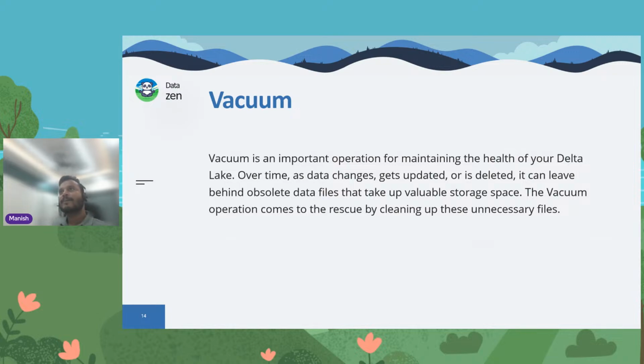Now, the third and last command for this session is vacuum. We were discussing that after the optimize command, we should have just one file, but we were having three existing files as well. So how will we delete those files which are not required for us? In this case, vacuum is an important operation for maintaining the health of our delta lake storage. With the help of vacuum, you can delete all these files which are not required for your project. Basically, optimize will merge all the files into a single one, but it will not delete the files. The deletion part will be done by vacuum.